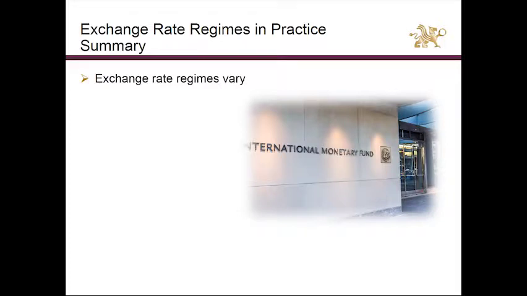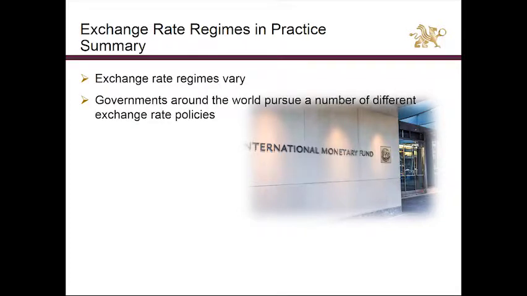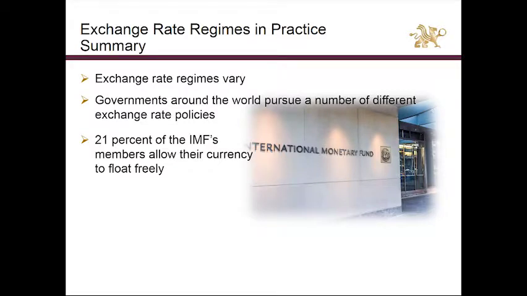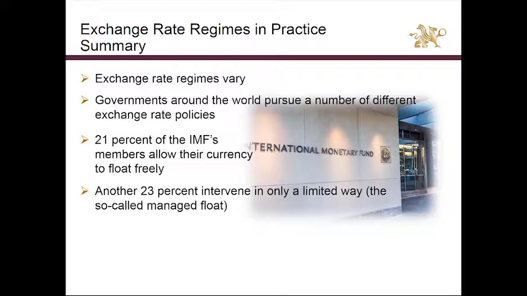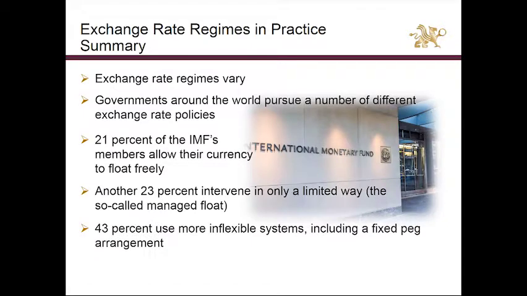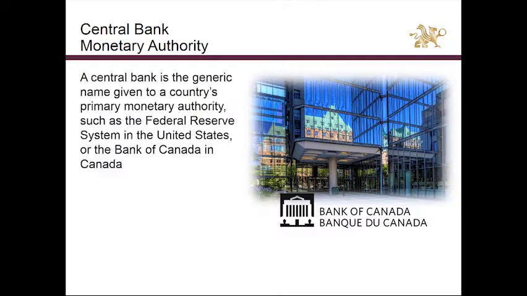Exchange rate regimes vary. Governments around the world pursue a number of different exchange rate policies. 21% of the IMF's members allow their currency to float freely. Another 23% intervene only in a limited way, the so-called managed float. And 43% use more inflexible systems, including a fixed peg arrangement. The central bank of a country will intervene in the foreign exchange market to try to maintain the value of its currency if it depreciates too rapidly against an important reference currency.